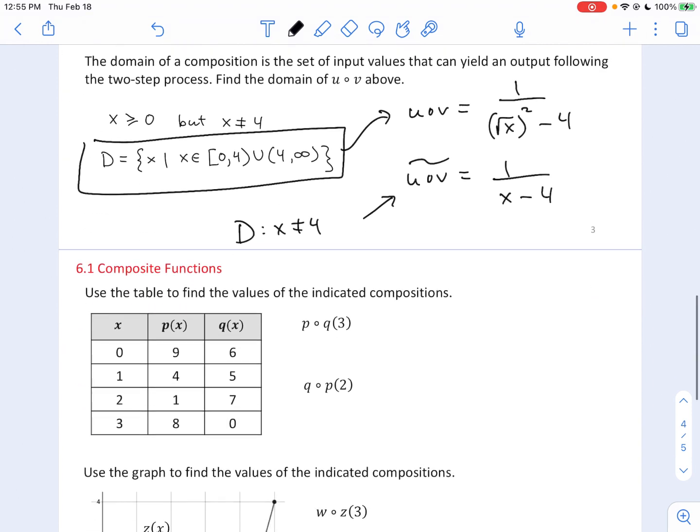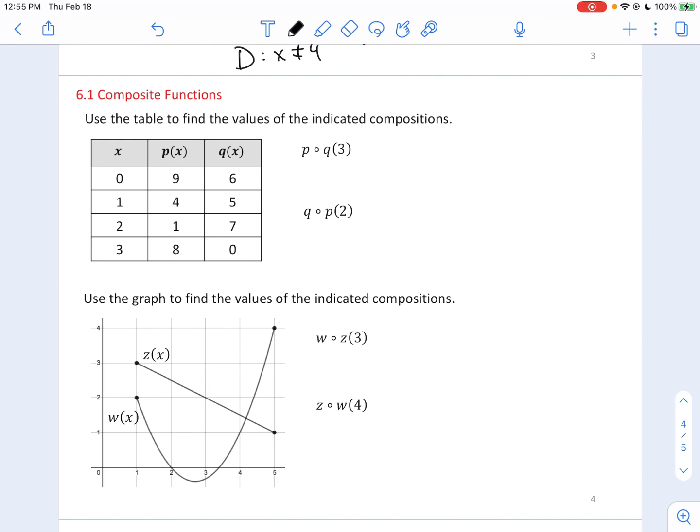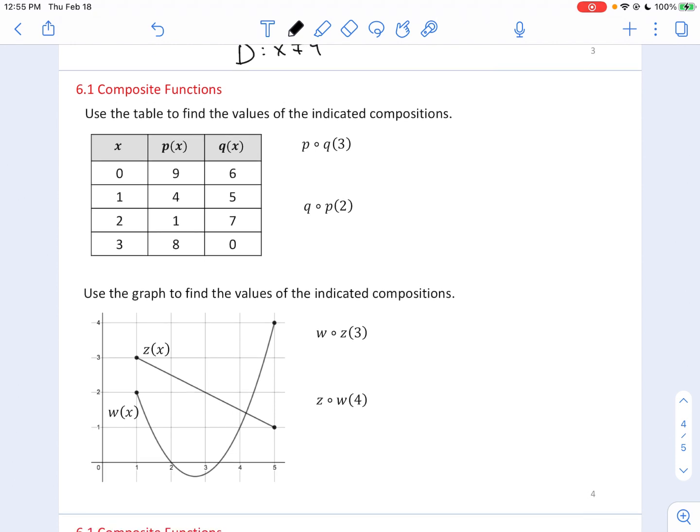Next slide. Use the table to find the values of the indicated compositions. Okay, so P of Q of 3. This table here is just going to tell us what P and Q do to inputs separately. So we first have to figure out what Q of 3 is. We track those two numbers right there. When the input is 3, P turns 3 into 8, but Q turns 3 into 0. So Q of 3 is 0. But now we plug that 0 into the P function and see what we get. P turns 0 into 9. And so we get a final answer of 9. This was just a two-step process. We started with 3, Q turned 3 into 0, and then P turned 0 into 9.